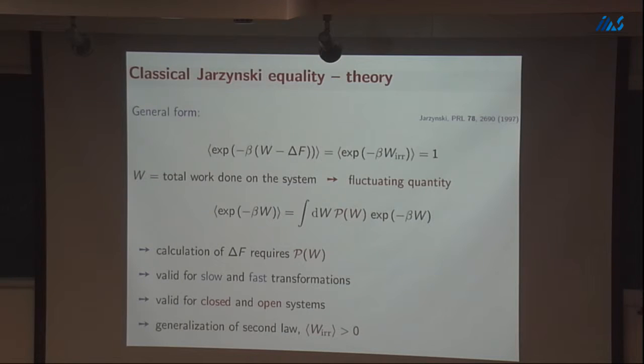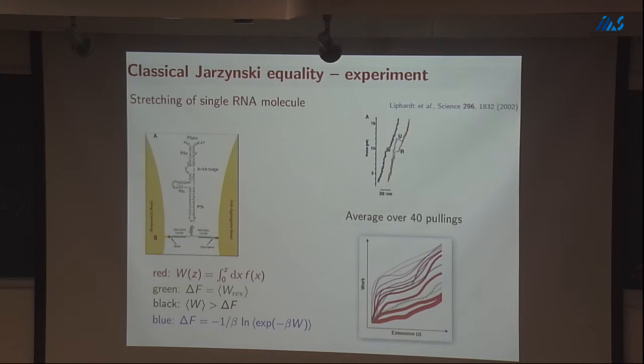Okay. Now I'm not going to go into a lot of details, but people have done real experiments on, in this particular case, an RNA molecule. You stretch and you ask how much work is done as a function of extension, and that's how you get the statistics for work in this system. And there are many other examples of calculating this.